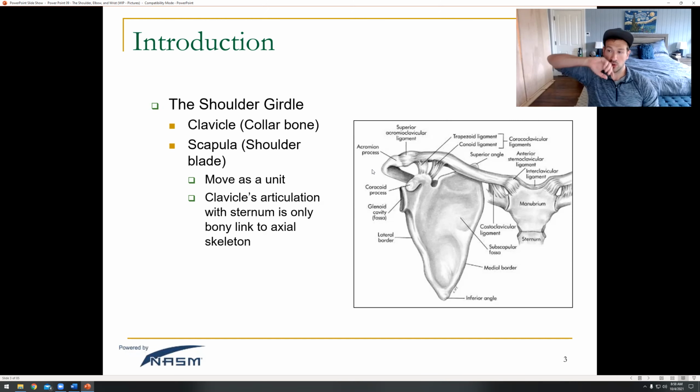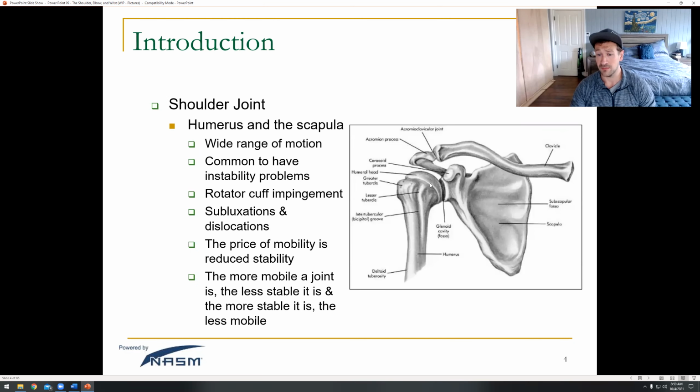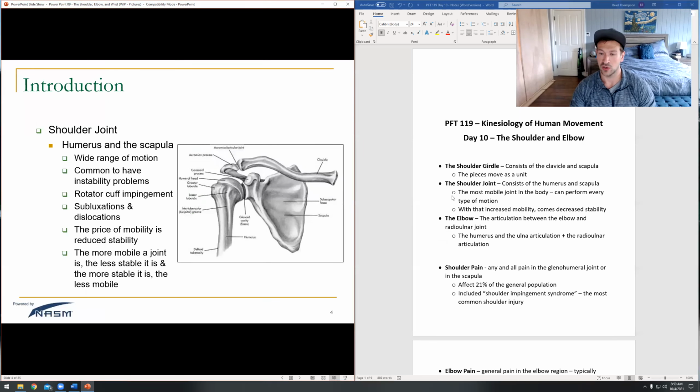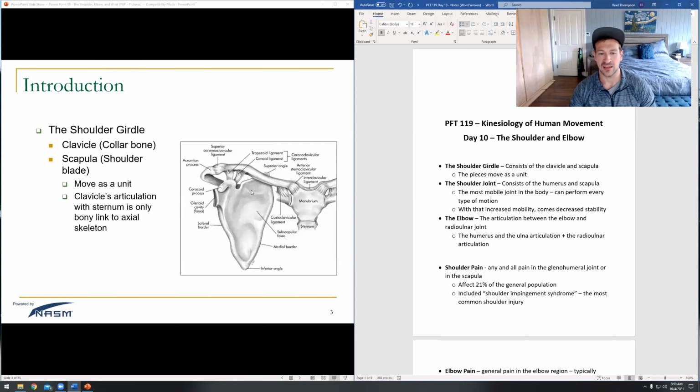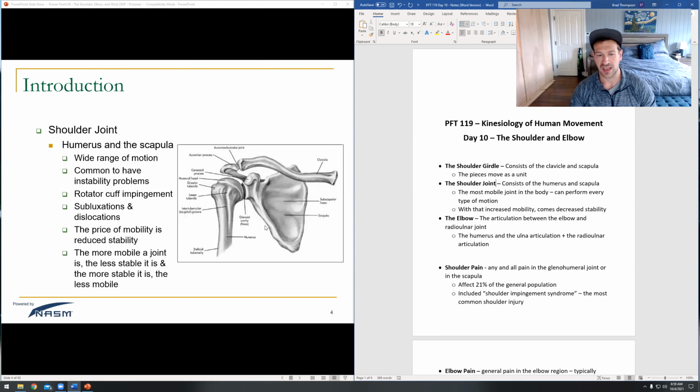So when you move your shoulder joint, you can understand how your scapula, your clavicle, all of it has to also move. This is the girdle here, but the shoulder joint, when it moves through its range of motion, absolutely affects your overall scapula. So these pieces move as a unit. That's why it's important to look at them separately, so we can understand how they affect one another. Like I said, the shoulder girdle is the collarbone and scapula, and then the shoulder joint is your humerus and your scapula.